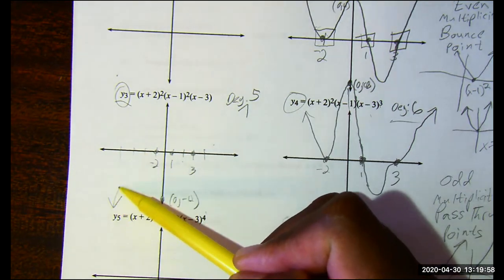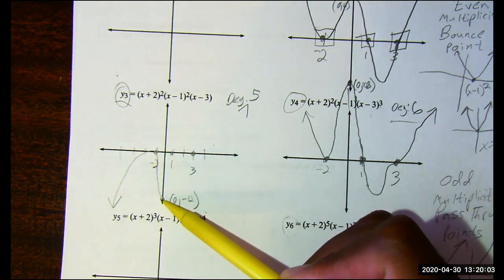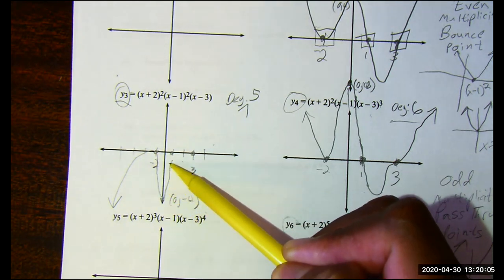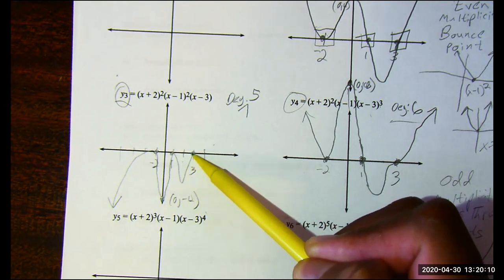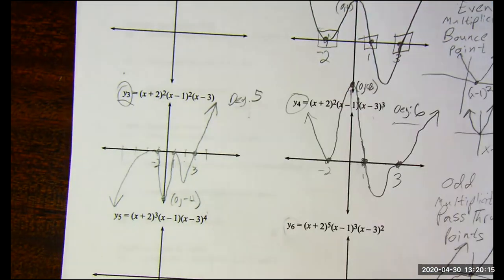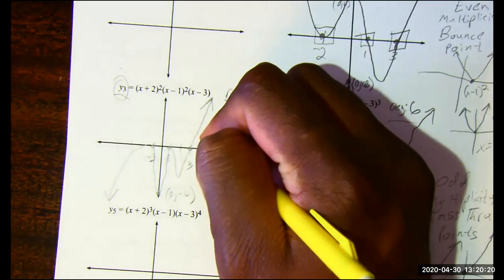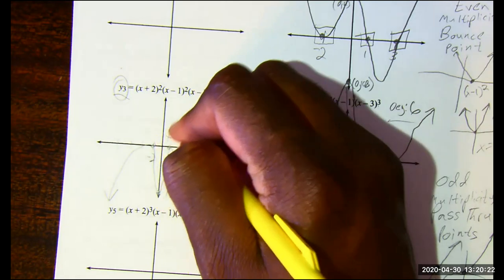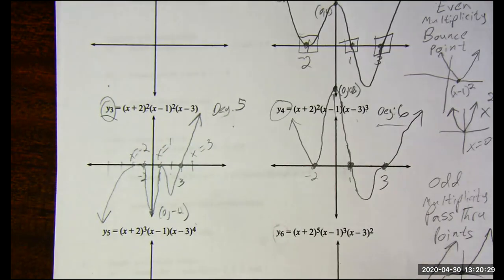I'm going to come through. -2 is a bounce point. -1 is also a bounce point, so I'm going to come here, bounce off. And then 3 is a pass-through point, so I'm going to come through here. And that's approximately what that graph looks like. If I want to label my solutions, you can look and see bounce, bounce, pass through point. Let's type y sub 3 and y sub 4 in Desmos, and then we'll move on to page 20.